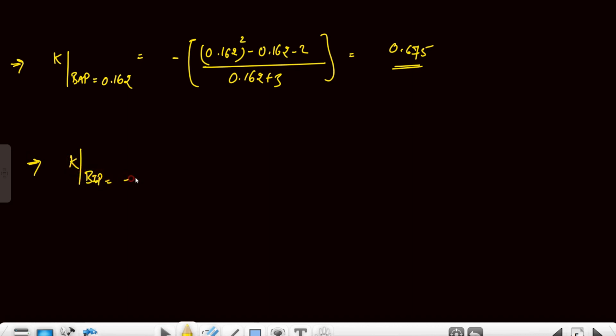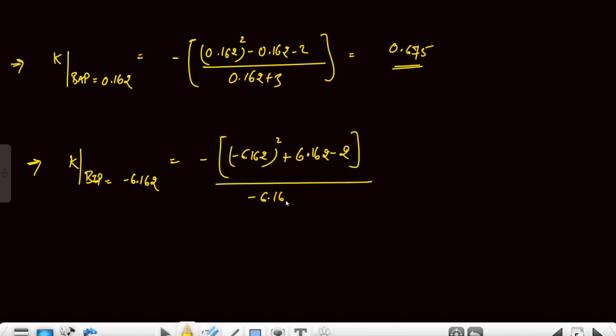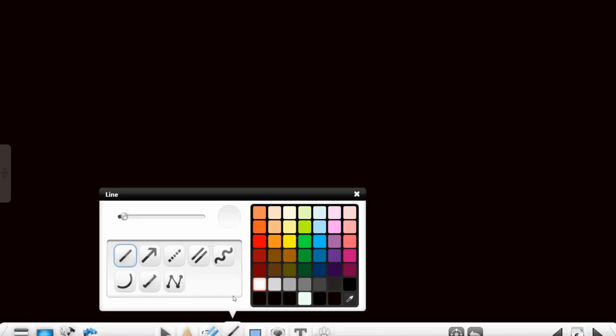And now the value of k at the break-in point, which is equal to minus 6.162. So again minus (6.162) whole square, then this minus sign and this minus sign will be plus 6.162, then minus 2, upon minus 6.162 plus 3, so it is coming as 13.324. So these are the values of k at the breakaway and break-in points. Now we can draw the root locus of this OLTF.